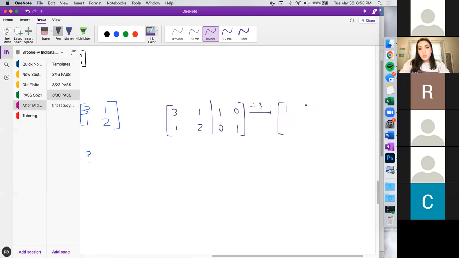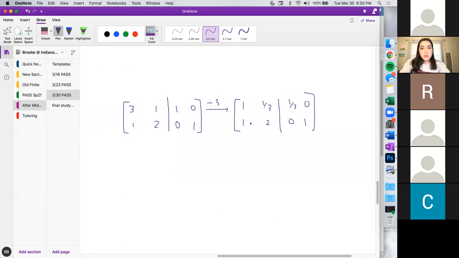So I would have 1, 1/3, my line, 1/3, 0. I'll leave this row alone. Next, I need to take my leading one and use it to turn the column into zeros. So I may take row 2 minus row 1, which I'm going to move down here. Copy row 1. And then subtract them from each other.